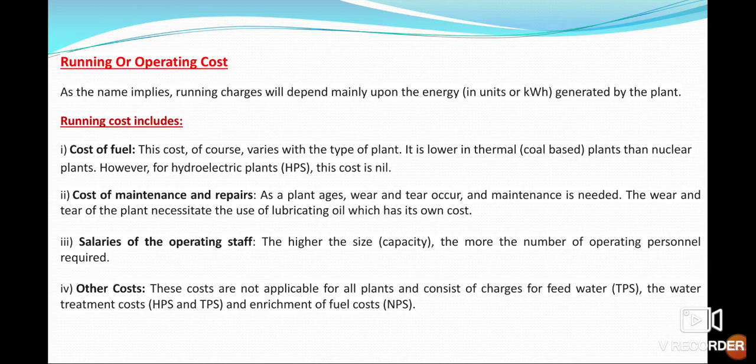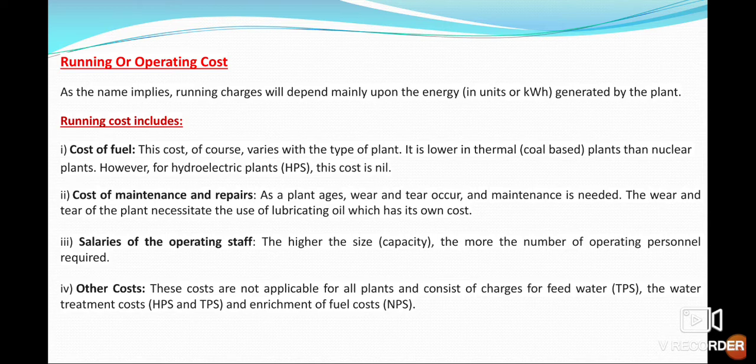Next is the salaries of the operating staff. The higher the size, that is the capacity, the more operating personnel will be required. That is, the higher the size of the plant, the more people will be required for inspection of the plant, for supervision of the plant, for proper taking care of the plant. So we need to keep more personnel for proper inspection of the plant, and as the number of people increases, the salaries of the staff also keep on increasing. That means it is directly proportional.